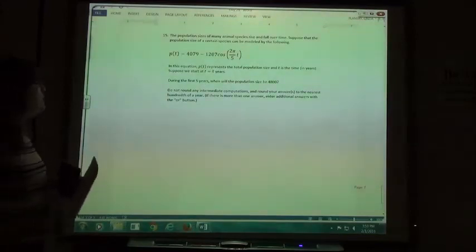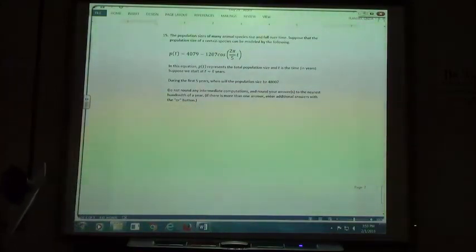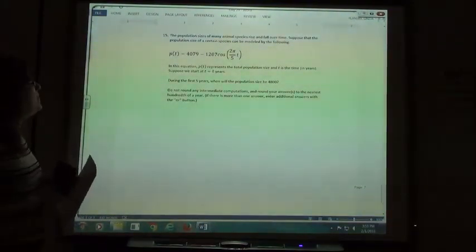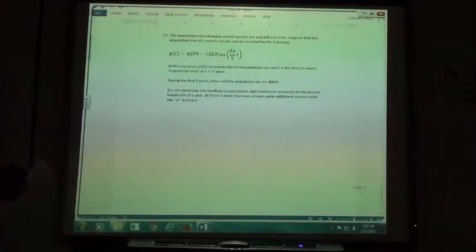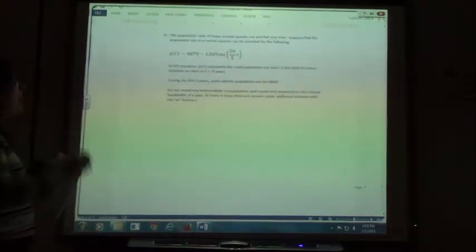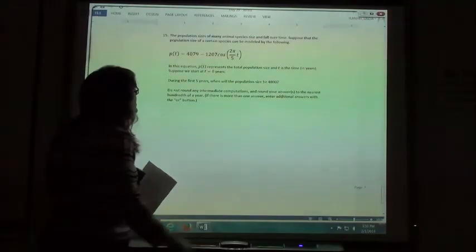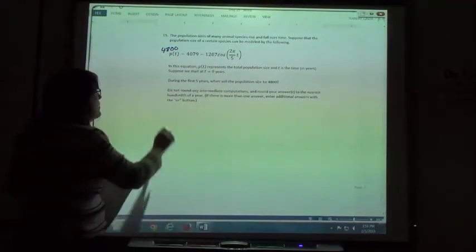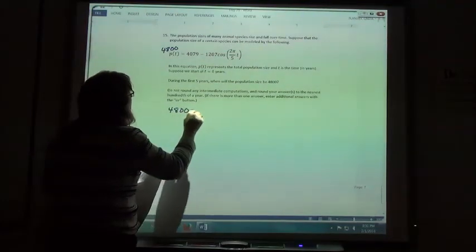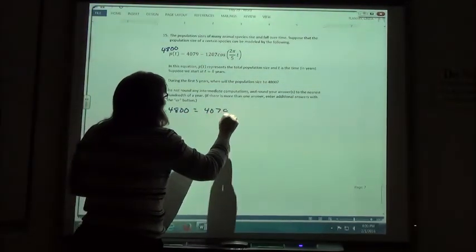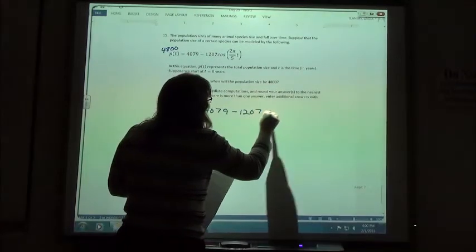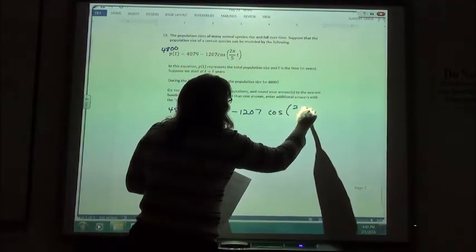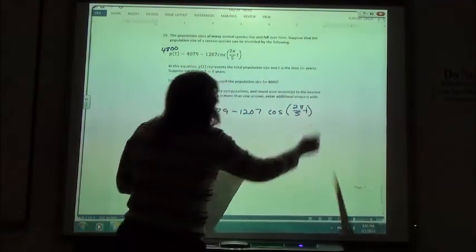In this equation, P of t represents the total population size. T is the time in years. Suppose we start at t equals 0 years. During the first 5 years, when will the population size be 4,800? So 4,800 equals 4,079 minus 1,207 cosine of 2 pi over 5t.